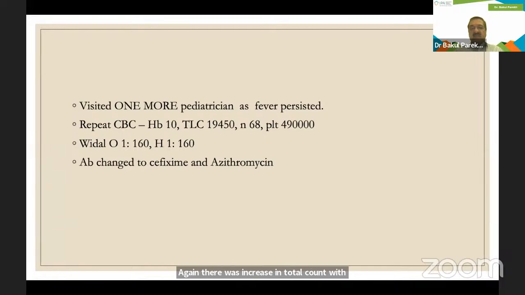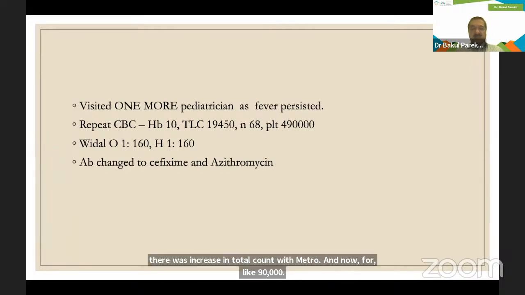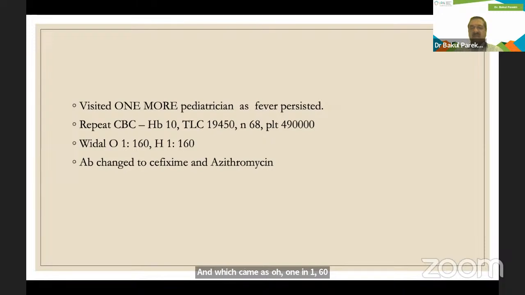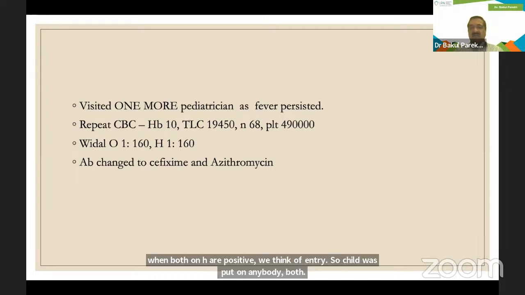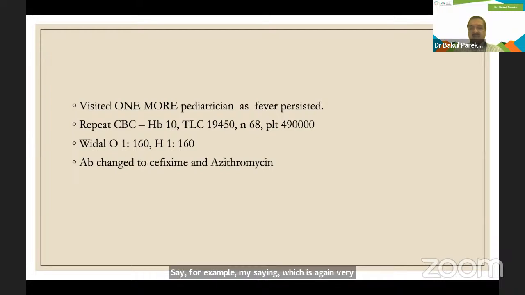A Vidal test was done because the fever was prolonged, almost like a PUO, and it came as O 1 in 160 and H 1 in 160. We say that the Vidal test should be used intelligently, and when both O and H are positive, we think of enteric fever. So the child was put on both cefixime and azithromycin, which is again very illogical or irrational because you cannot use 2 bullets to kill 1 bird. You should have started with 1 antibiotic anyway. Vidal, we nowadays don't give much importance. We have to wait for the culture report, and if the culture comes negative, we have to stop these antibiotics.